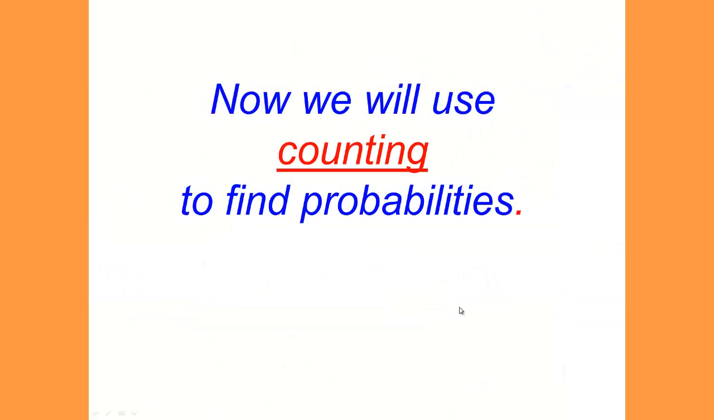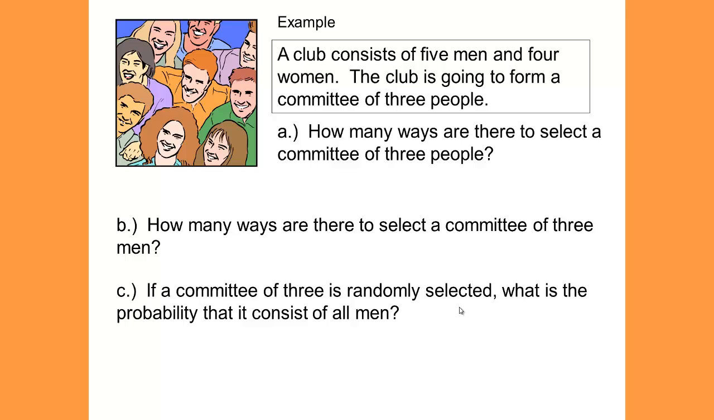We can also use counting to find probabilities. Here is an example, and it has 3 parts. In doing a problem with multiple parts, I read through the problem once and then I concentrate on one part at a time. Like eating an elephant. How do you eat an elephant? One bite at a time.